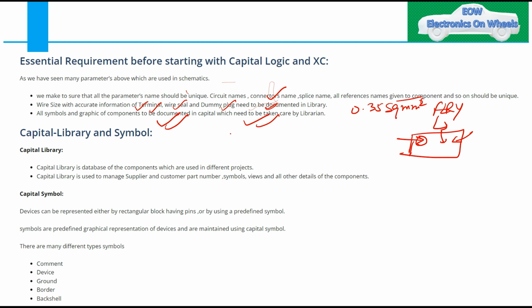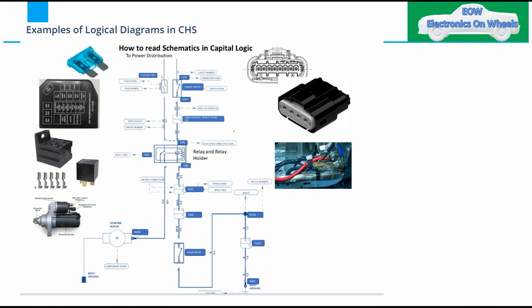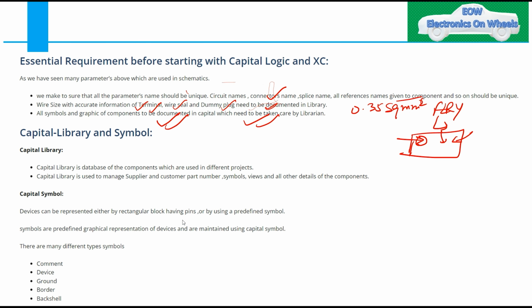And if you do not have the symbols and the graphics, I will show you how it looks. I have already shown you the symbols, and we are talking about these symbols. They will not come automatically. You have to create them first in the library, and this particular work is done by the librarian. You have no need to worry about that. So this needs to be taken care of. These are the prerequisites.